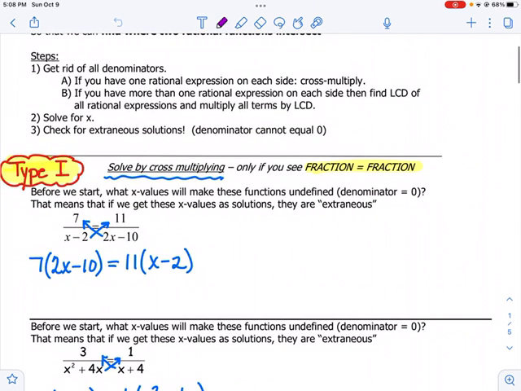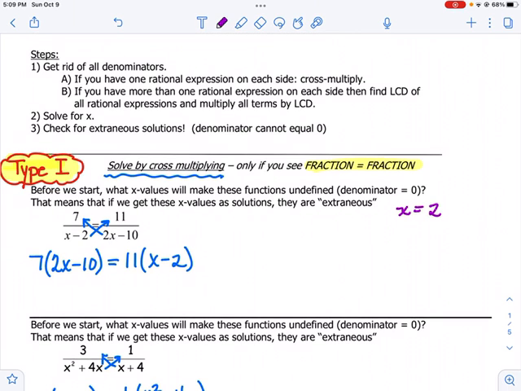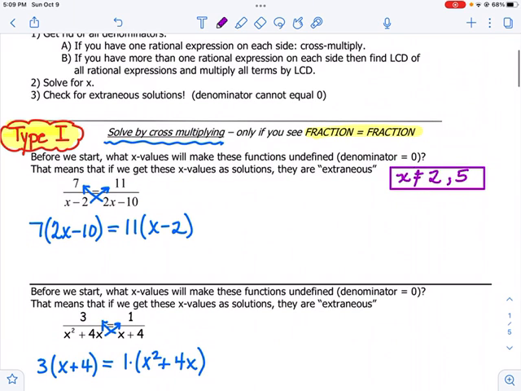So if you look at the first type, type 1, before we start, what x values make these functions undefined? You always want to think about that first. So for this first one, if we run into an answer, because we might have an extraneous solution, x equal to 2 would be a problem, and also x equal to 5. So we would look at those first and say to ourselves, x cannot be those two values, okay? So let's go ahead and solve this by cross-multiplying.